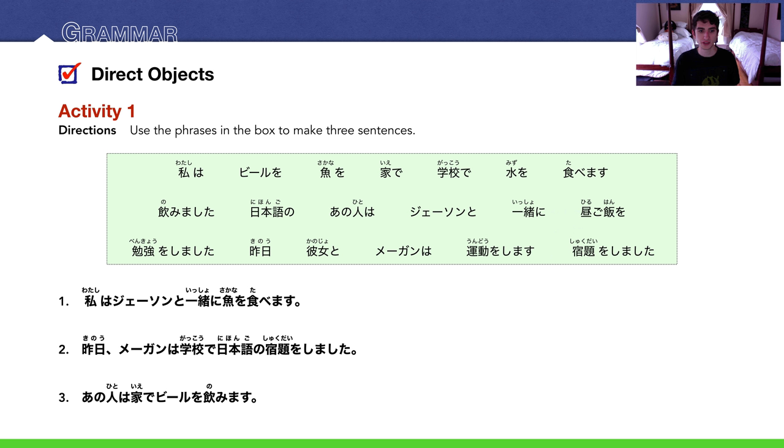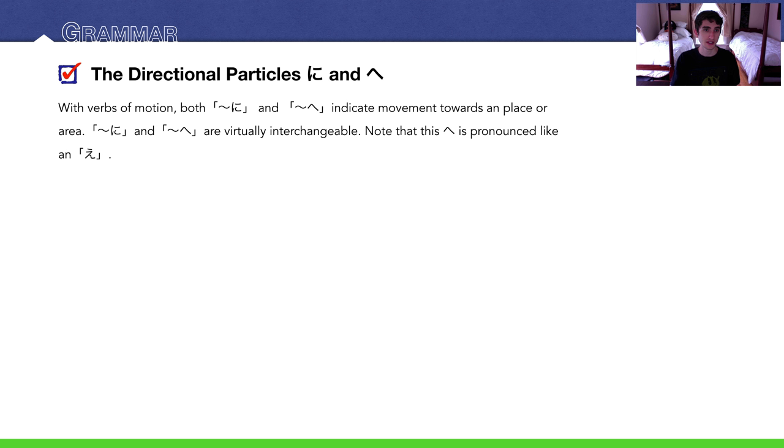Here are three example answers that I pre-wrote. 私はジェイソンと一緒に魚を食べます。That one I remember. 昨日、メーガンは学校で日本語の宿題をしました。I remember that one too. あの人は家でビールを飲みます。I kind of remembered all of them. Cool. Next up, we have the directional particles ni and e.